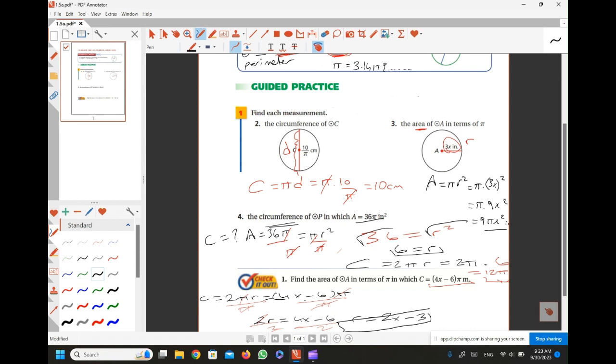Now, let's go back to the question. The question is asking about area. The area formula is pi r squared. In this formula, we are going to insert the radius that we found, 2x minus 3. So pi times 2x minus 3, squared. So this is your answer. Your area is pi multiplied by (2x minus 3) squared. The unit is meter.